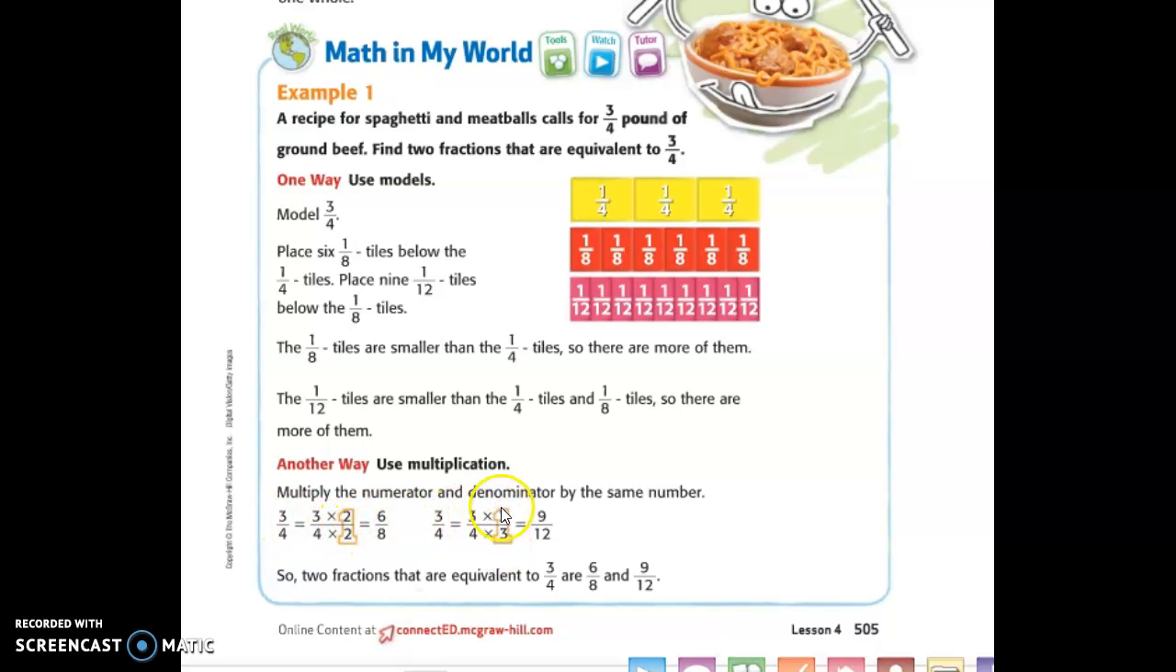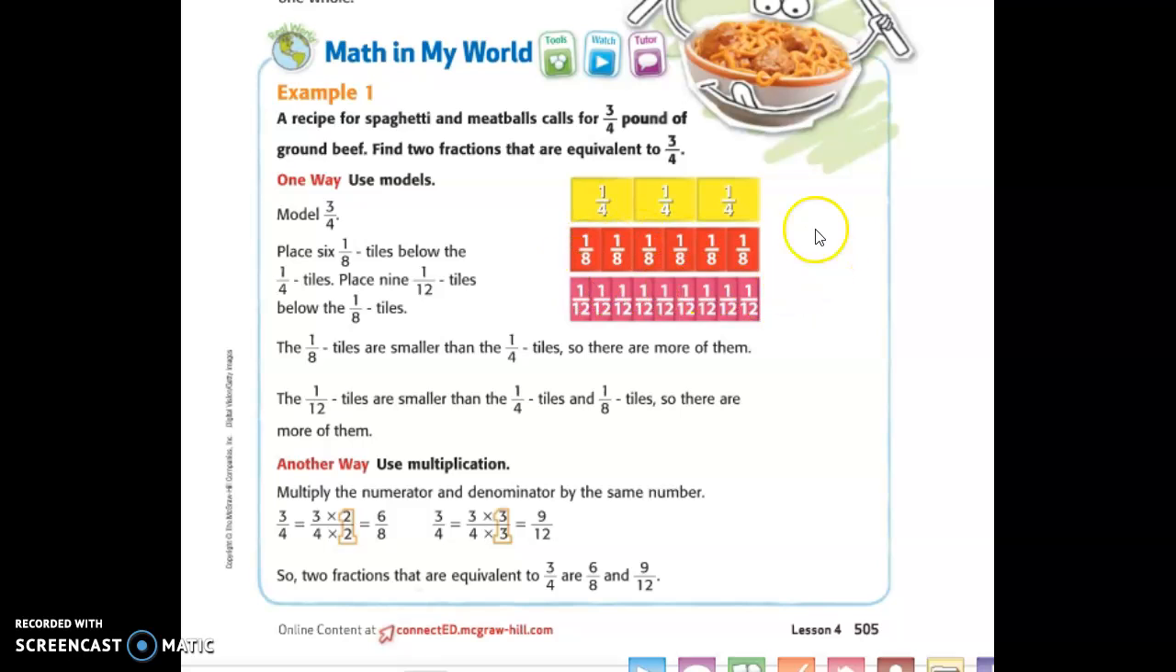Now this next one we're still multiplying by one whole, but instead of multiplying by 2/2, we're multiplying by 3/3. So they're going to be equivalent, they're just going to have different numerator and denominator. 3 times 3 is 9, 4 times 3 is 12, so 3/4 and 9/12 are equivalent. So two fractions that are equivalent to 3/4 are 6/8 and 9/12.